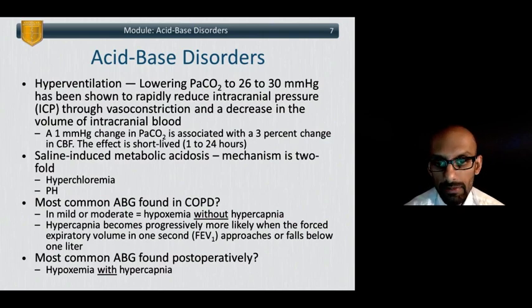The most common ABG found in COPD. You should know this because it was asked on an exam in previous years. In routine COPD, the most common ABG finding is hypoxemia without hypercapnia. Hypercapnia is alarming if it occurs in COPD because that's when your forced expiratory volume starts to diminish rapidly, and that's where the patient really can't maintain eucapnia. They're basically on the road to ventilatory failure at that point. But hypoxemia without hypercapnia is the most common ABG abnormality found in COPD.